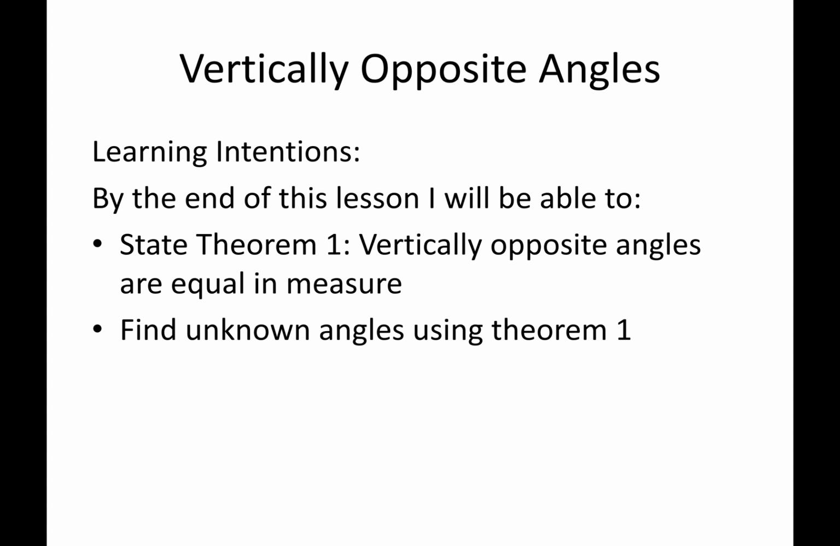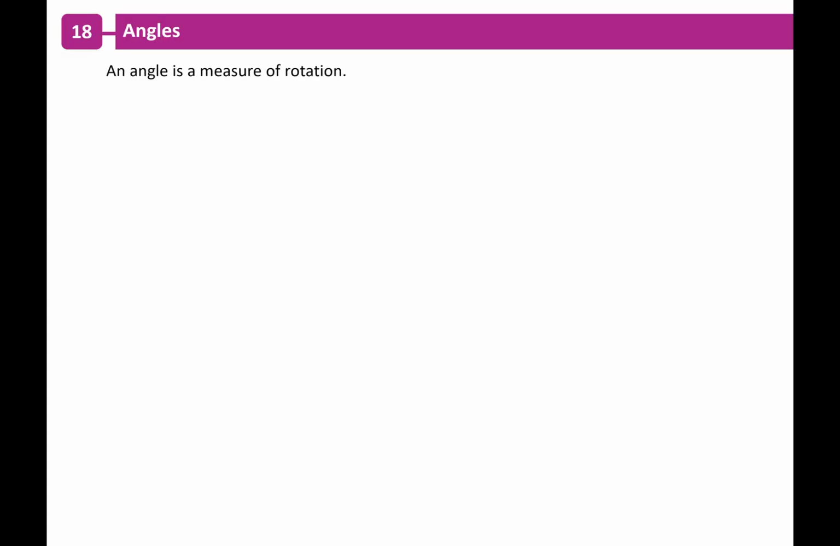Today we're looking at Chapter 18, Geometry 2. Our learning intention for today is by the end of this lesson you will be able to state Theorem 1, which states that vertically opposite angles are equal in measure, and find unknown angles using Theorem 1.